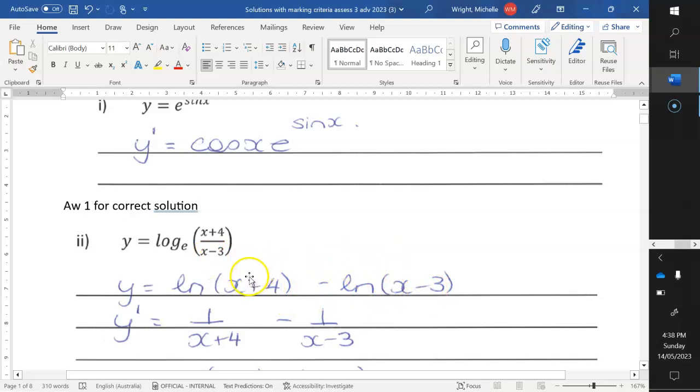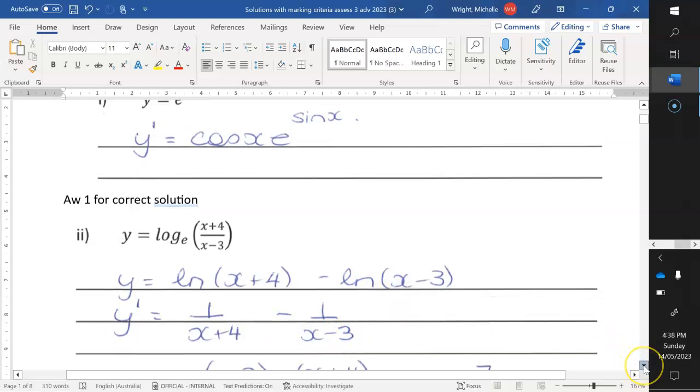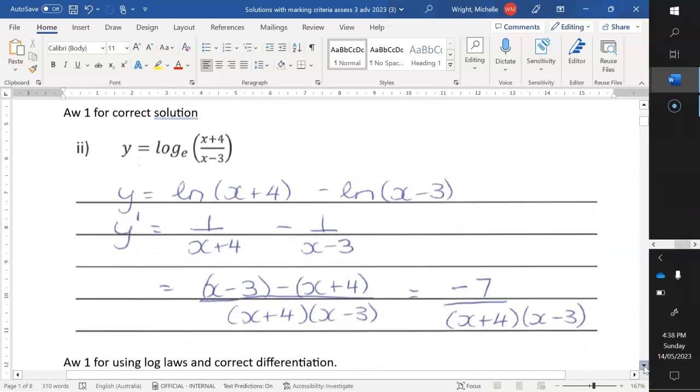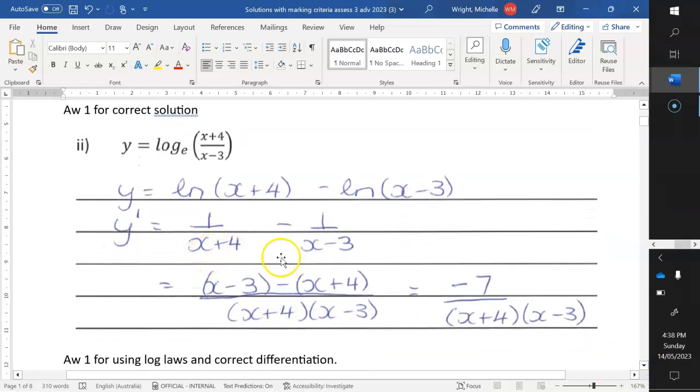It's the derivative on the function. So the derivative is 1 over our function, which is x plus 4, take away the derivative over the function. And then you needed to get that into a format that was a little bit neater, which would look like this. So changing our denominator to the multiple of what we had at the top, cross multiplying, opening brackets, and we would have ended up with minus 7 over x plus 3, x plus 4, x minus 3.